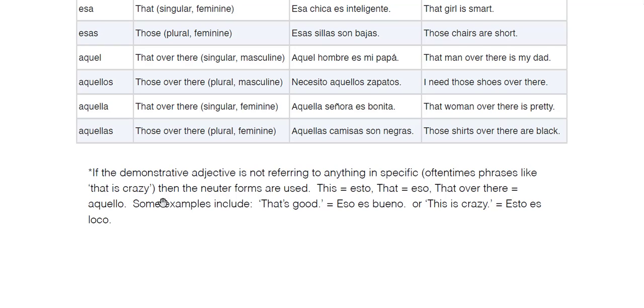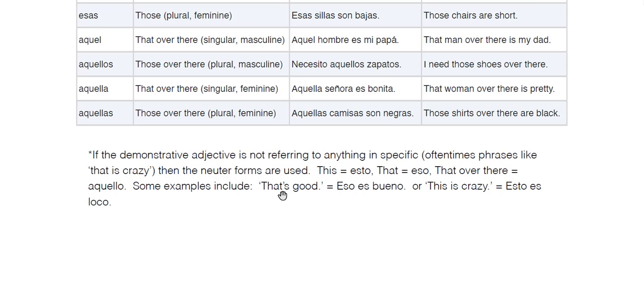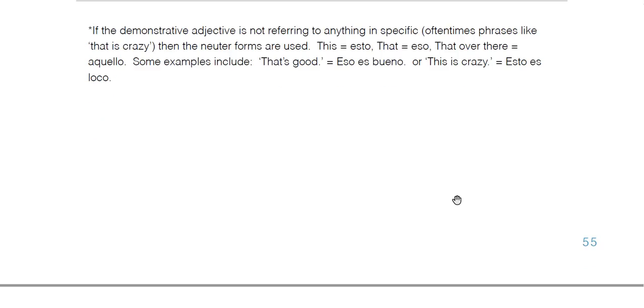So for really hyper-generalized phrases that aren't referring to anything in particular, when I want to say this or that, I could say esto. So this is the neuter form, esto. Eso is how we would say that when it's hyper-generalized. We're not referring to anything specific. If I want to say that over there, I would say aquello. Some examples include, well, that's good: eso es bueno. Or, this is crazy: esto es loco. Those are some generalized examples of phrases that get used.